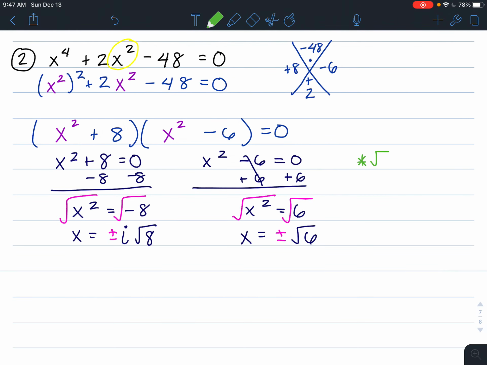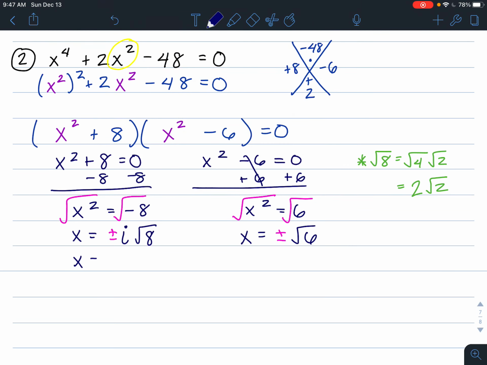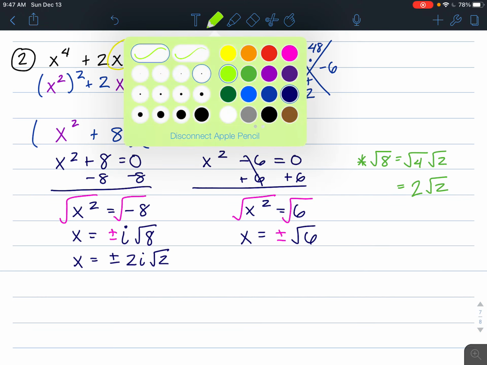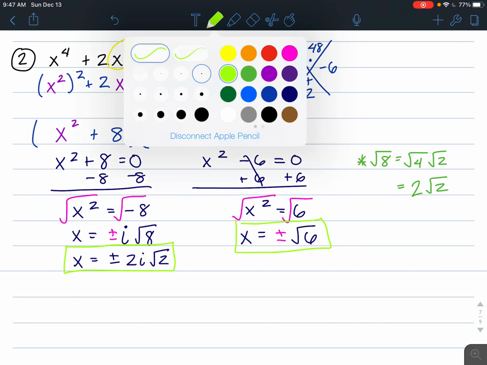And now, right, the square root of 8, I can rewrite that as the square root of 4 times the square root of 2. And the square root of 4 is 2. So my final, fully simplified answer for this one can be plus or minus 2i square root of 2 by simplifying the square root of 8. And then I can't simplify the square root of 6 at all, so I'm just going to get my final 2 answers from here.